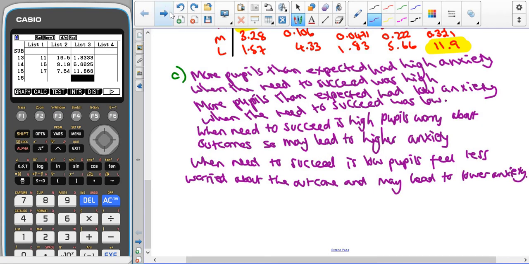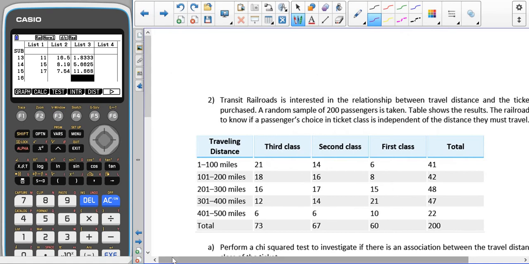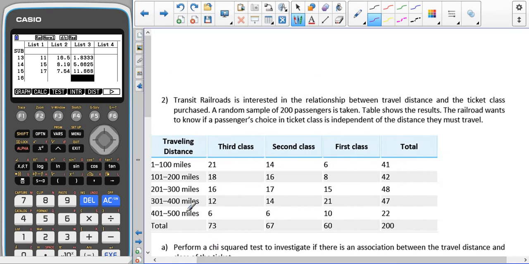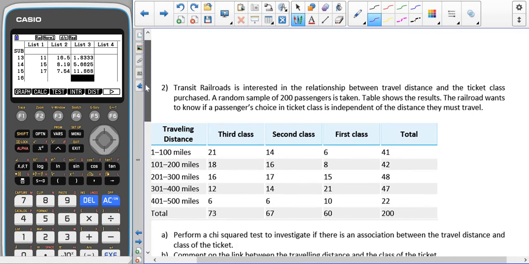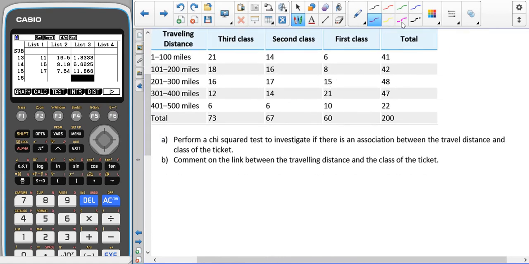Okay, on to question 2. So this time we've got Transit Railroad is interested in the relationship between travel distance and ticket class purchased, sample of 200 passengers, table of results. The railroad wants to know if they're independent. So for part A, we are trying to do our association test.